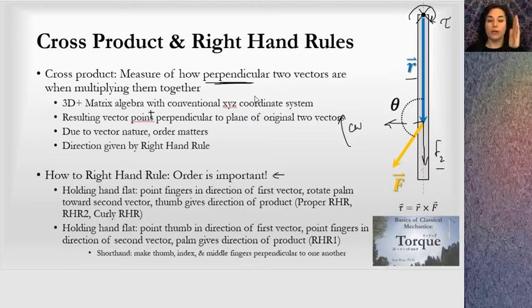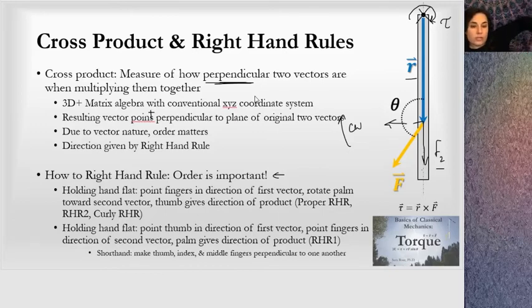Your fingers will point in the direction of the first vector. So in the torque situation, the direction of the first vector, which is R, would be downward. Then it says rotate the palm towards the second vector. So if I'm looking at that picture there, R is downward. My palm would face towards the left. That's the direction of the force.